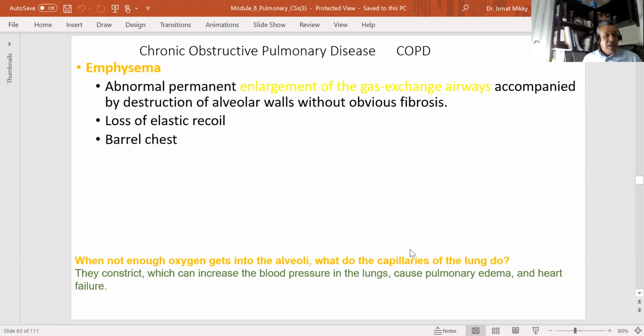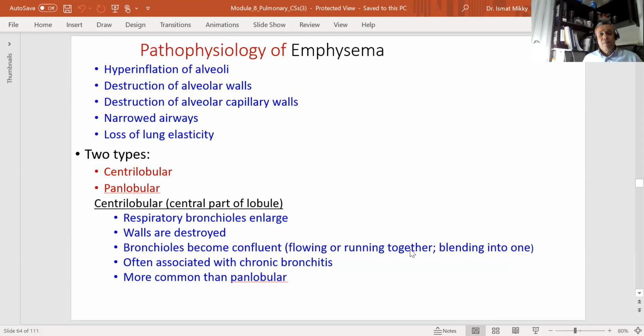In emphysema, there is a loss of elastic recoil, and the patient will develop what is called the barrel chest. That's because of the air trapped in the alveoli, which is difficult to exit. So that's why there is an increased residual volume. Residual volume will increase constantly because of the inability to have effective exhalation. So more air will be trapped in the alveoli, and that will result in a barrel chest.